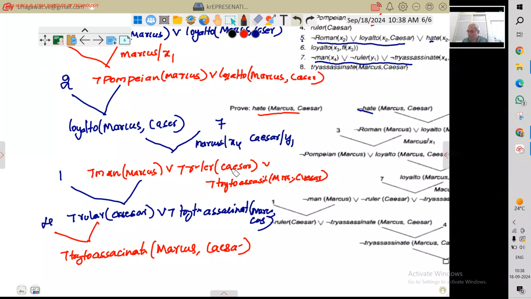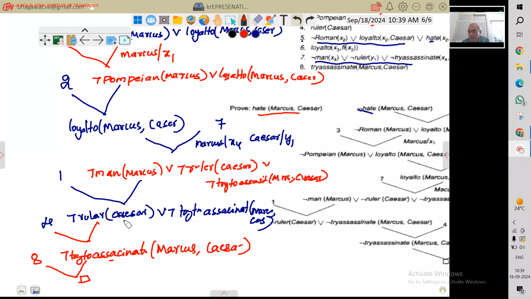Okay, so looking at the last one, negation try to assassinate Marcus comma Caesar. You take your last fact from your knowledge base, try to assassinate Caesar. If you take the eighth one and further do the resolution, both cancel and we are going to get an empty set.